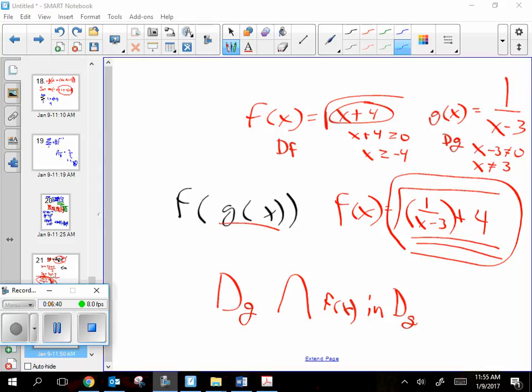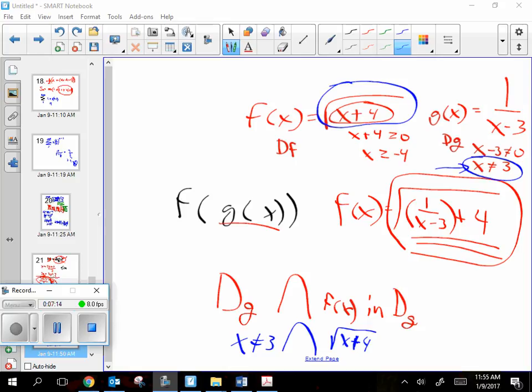So now I'm going to take the domain of g, which we just found is right here. X cannot be 3. It has to be intersected with f of x in d of g. Here's f of x, square root of x plus 4, in d of g. Here's d of g right here, and I've got to put this into that. Where can I put it in? Where the x is. So I say is not equal to 3.